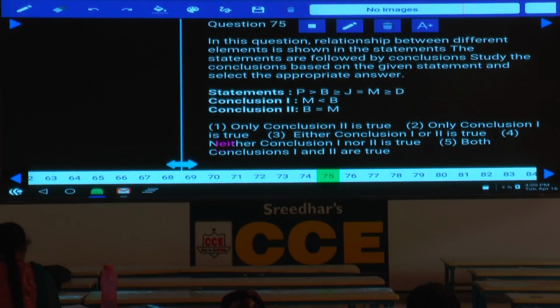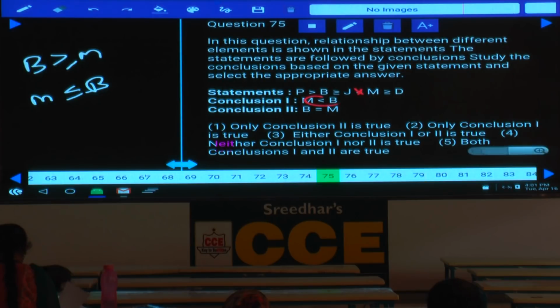Then 75, the relation between B and M. Now between these two, forget about this symbol equals to, B greater than or equals to M. That means B greater than or equals to M. Now M is either lesser than or equals to B. M can be either lesser than or equals to B. Either 1 or 2, that is choice 3. Question number 75, choice 3 is the answer.